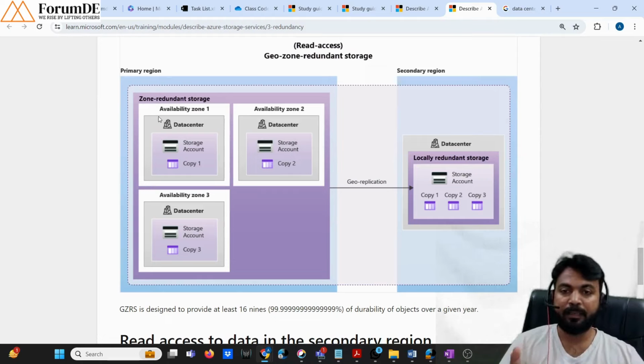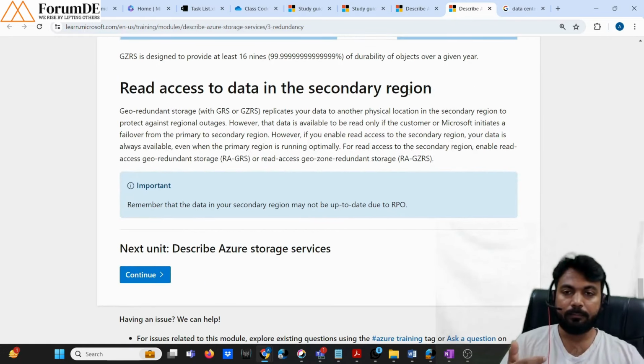So if this data center goes down due to any power cut, we will be accessing data from this other data center. If both of these go down, then from this data center we will be accessing our data. And if any unforeseen situation happens, like a flood or earthquake, and the whole primary region goes down, then my data will be accessible from the secondary region.